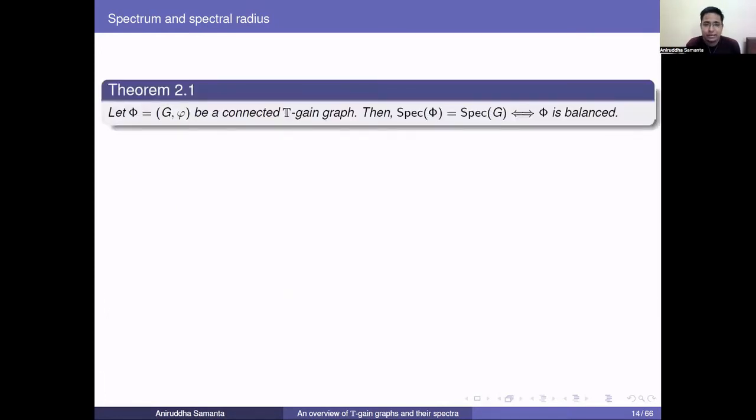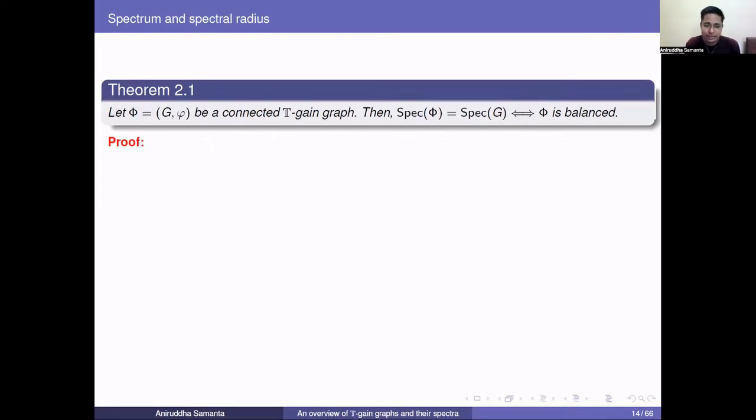So here is the result. Let phi be a connected T-gain graph, then the spectrum of phi is the same as the spectrum of its underlying graph G if and only if phi is balanced. So if phi is balanced, then they have the same spectrum. That is easy to understand. Now for the converse, here is the sketch of the proof.